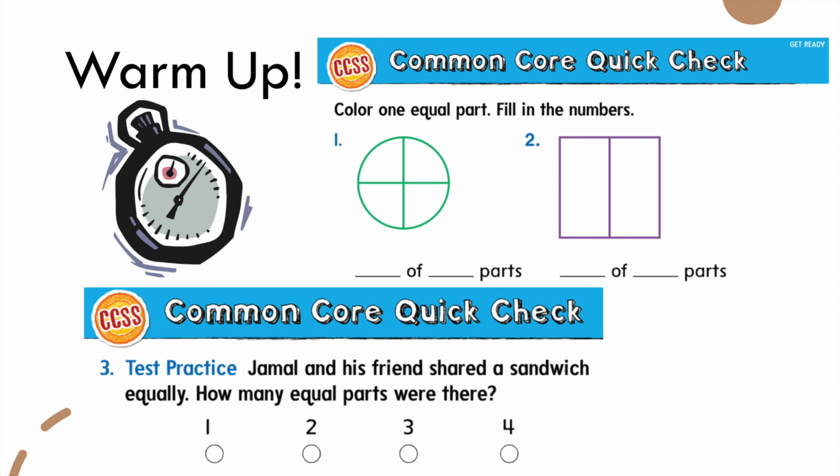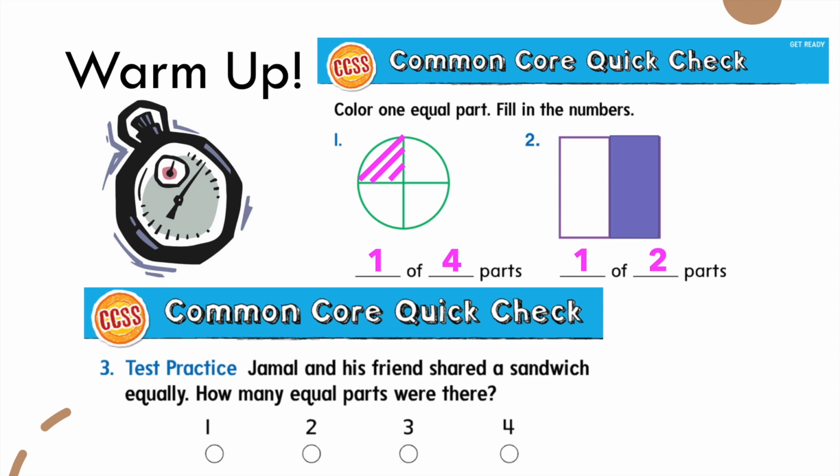For number 1, we have a green circle cut into 4 equal parts. You are supposed to color one of the equal parts and tell us how many were shaded. You should have 1 part shaded and 1 of 4 parts are shaded. Number 2 is a square. We're supposed to shade 1 part of it and 1 of 2 parts are colored.